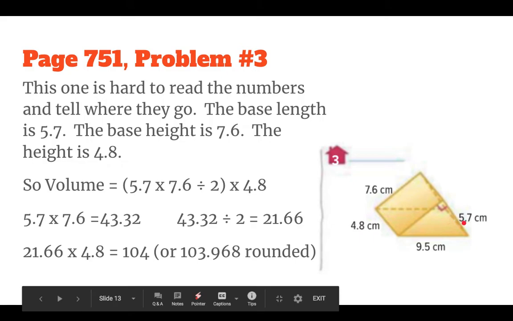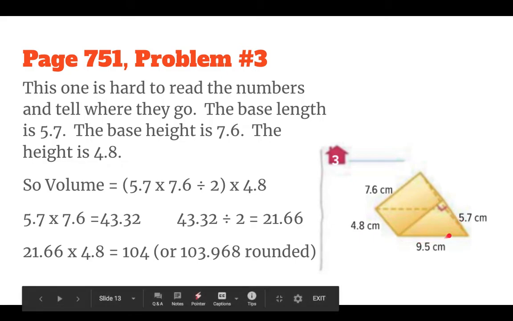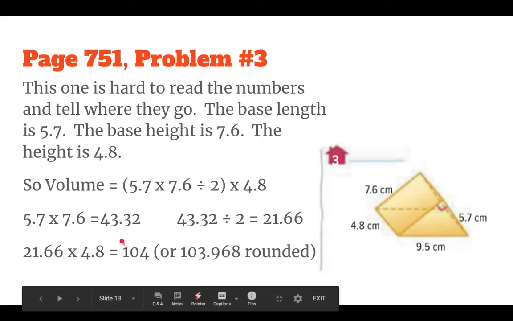So 5.7 times 7.6 equals 43.32. I divide it by 2, it's 21.66. That's the area of this triangle. Then I'm going to times it by 4.8 here, and I get 103.968, or 103 and 968 thousandths. They ask you to round to the nearest tenth, so it would be actually 104 would be just fine.